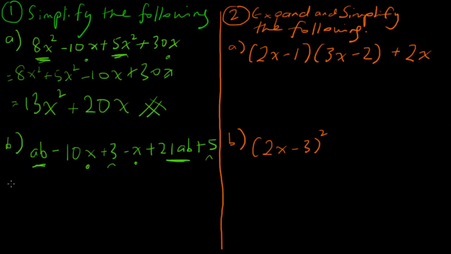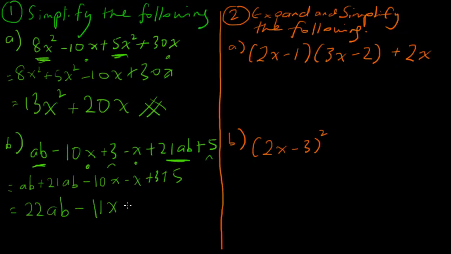So rewrite the equation according to the groups. Let's write the AB group first. So it's AB plus 21AB, and then the x group follows, negative 10x minus x, and then the numbers group, plus 3 plus 5. Okay, and then combine the like terms together. AB plus 21AB is 22AB. Negative 10x minus x is negative 11x. 3 plus 5 is 8. And that is the solution for the second part of simplification.